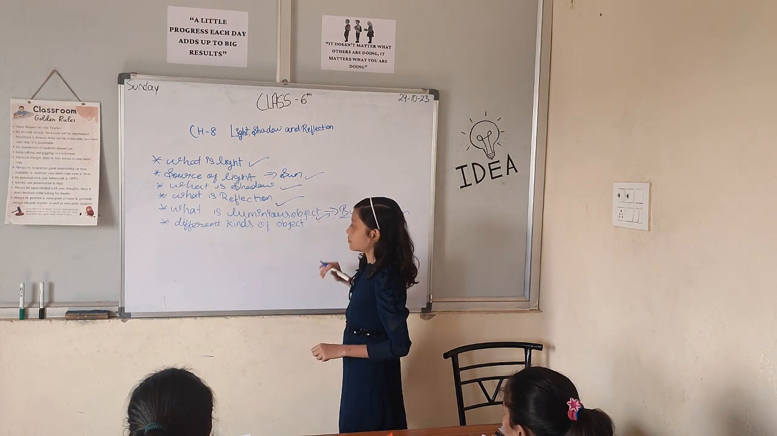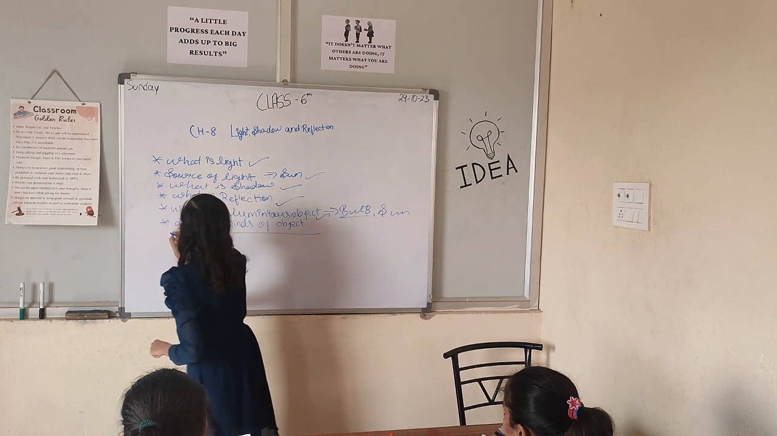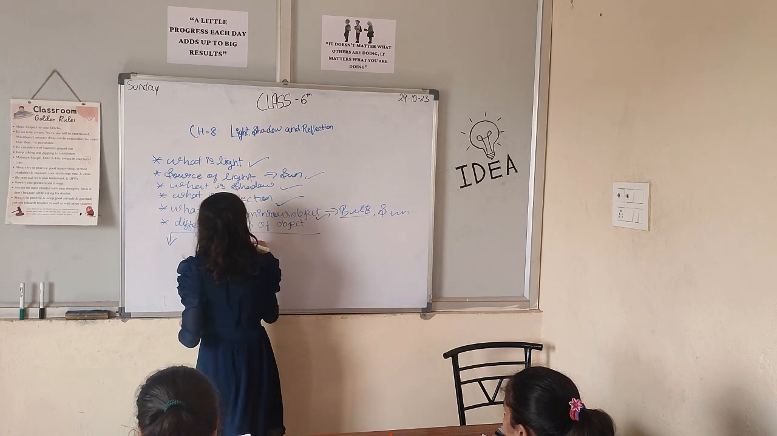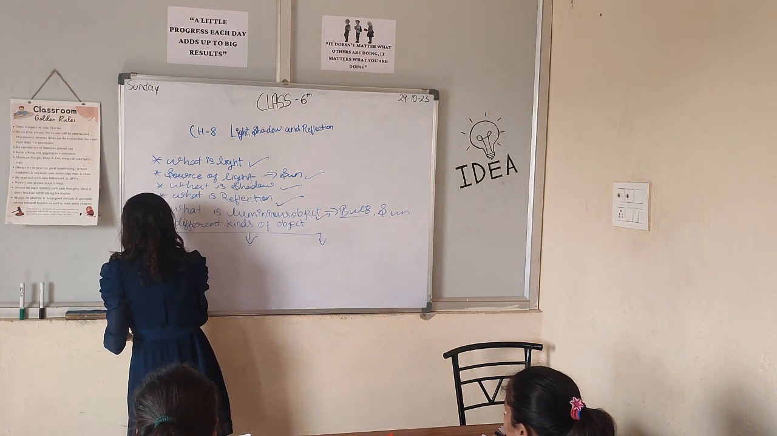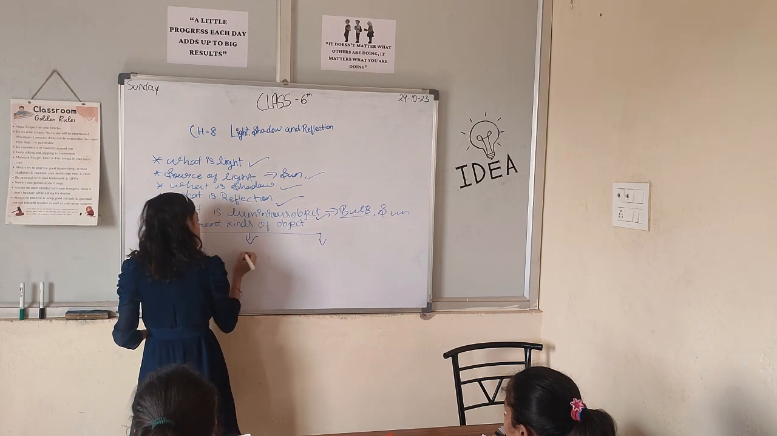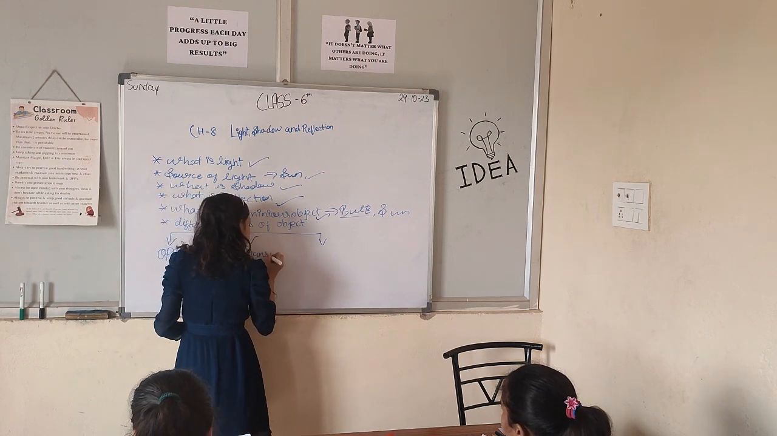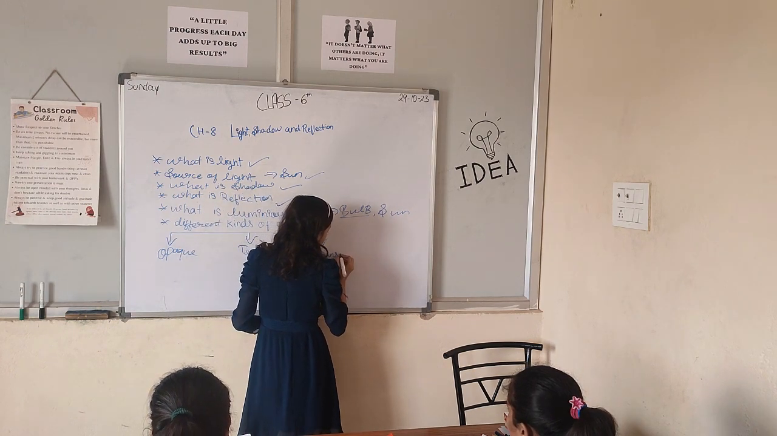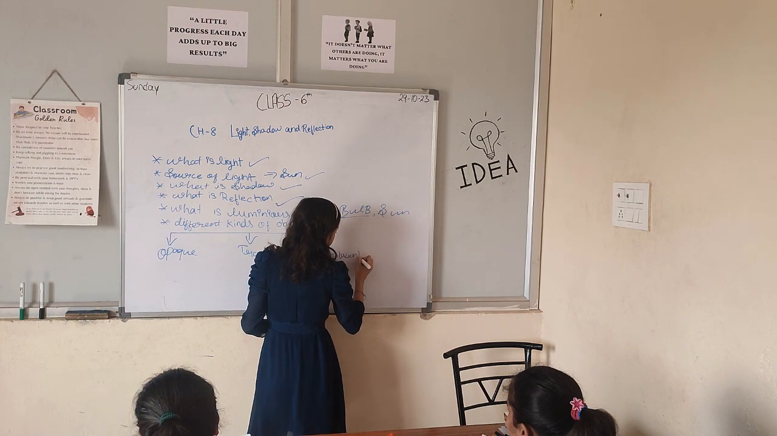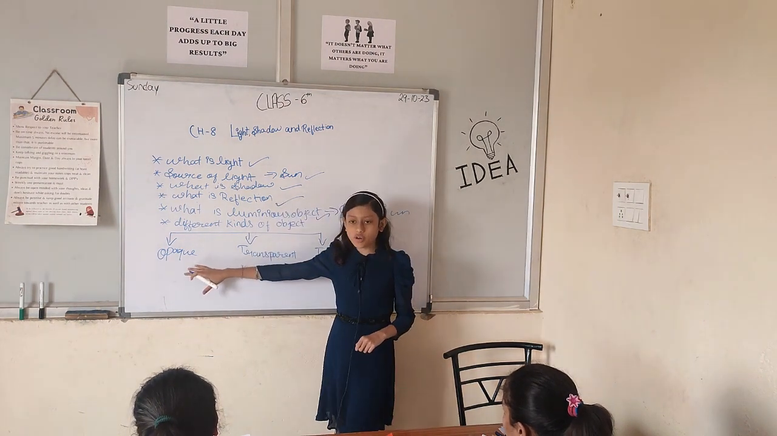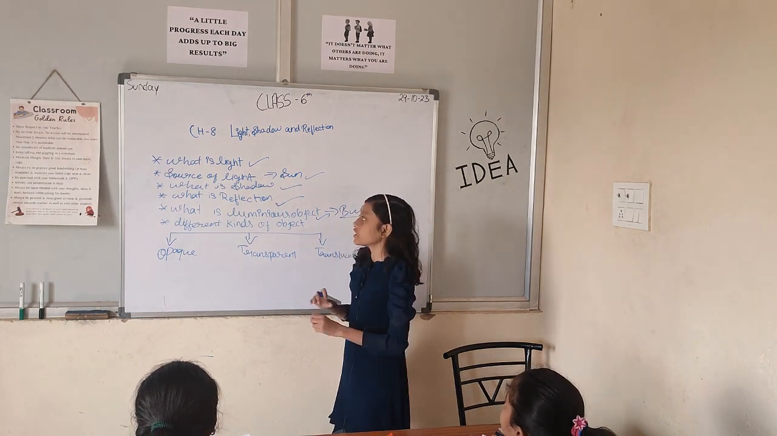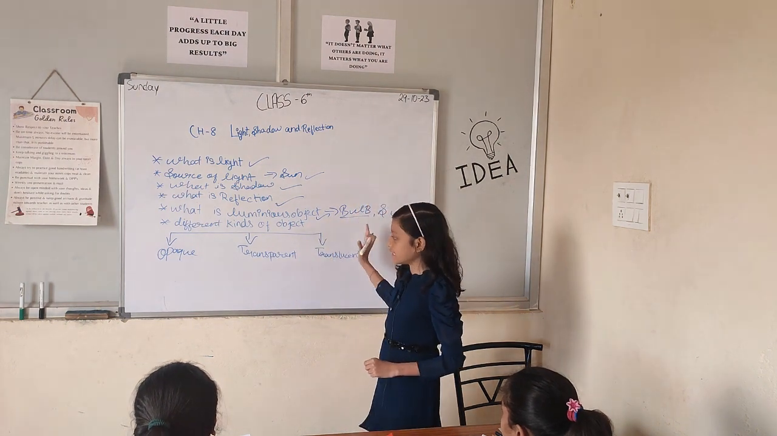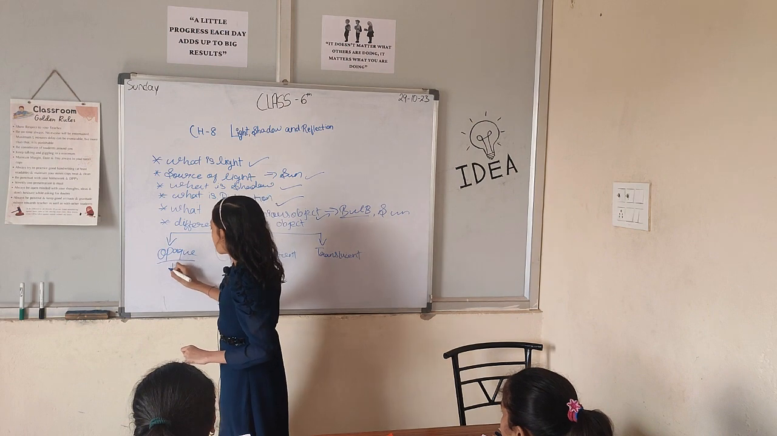Now, different kinds of objects. There are mainly three kinds of objects: opaque, transparent and translucent. So what is an opaque object? An object through which we cannot see. Like this, the board is an opaque object through which we cannot see. These are called opaque objects.